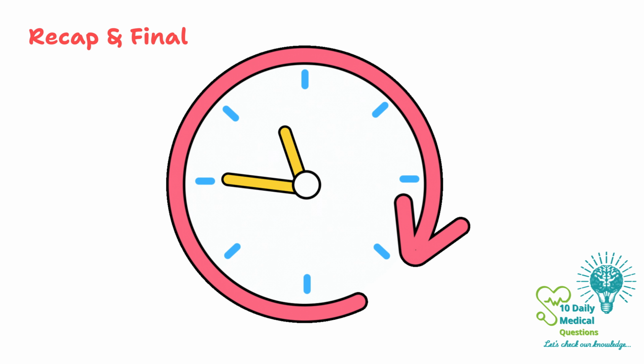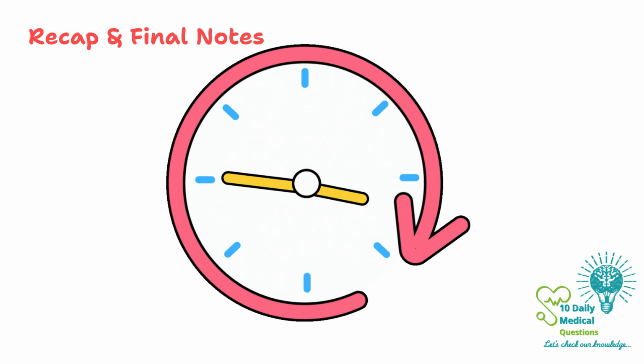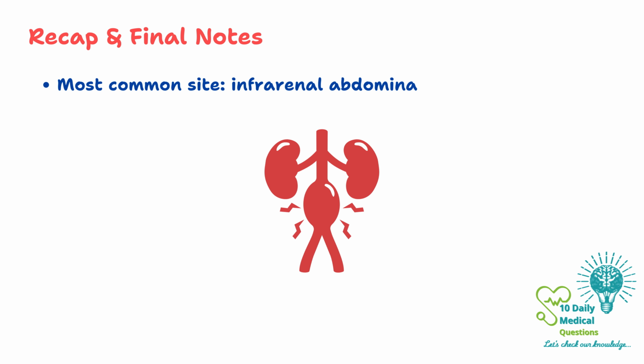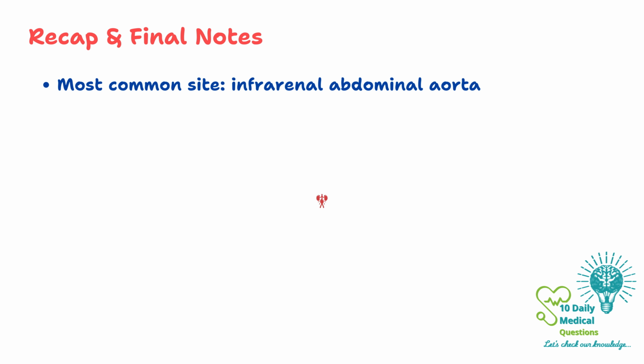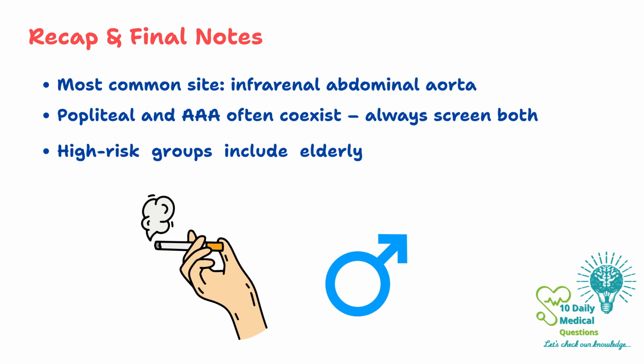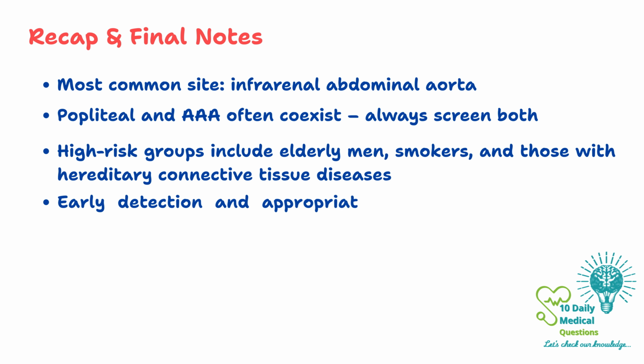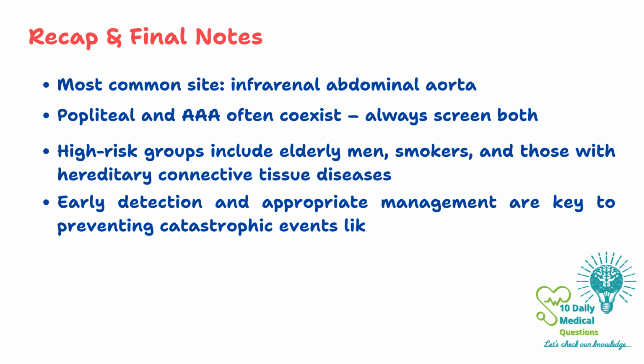Recap and takeaway. To wrap up, aneurysms are dangerous but often silent. The most common site is the infrarenal abdominal aorta. Popliteal and abdominal aneurysms frequently co-occur, so always screen both. High-risk patients include elderly men, smokers, and those with connective tissue disorders. Early detection, monitoring, and timely intervention can save lives.